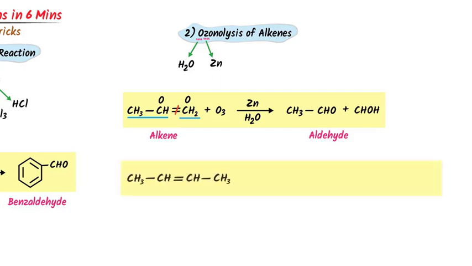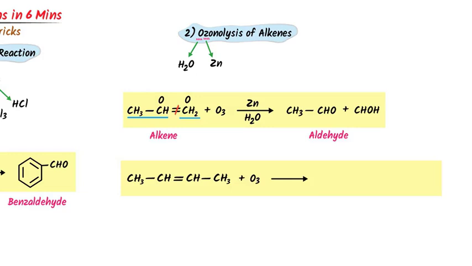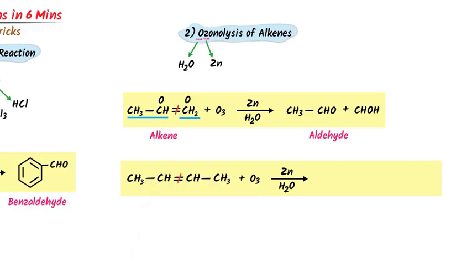Now consider this alkene. Pause the video and convert it to an aldehyde. Well, through ozonolysis, we can easily convert it to an aldehyde. I put O3. The other reactants are zinc and H2O. According to the trick, ozone always attacks the double bond, so I break this double bond.